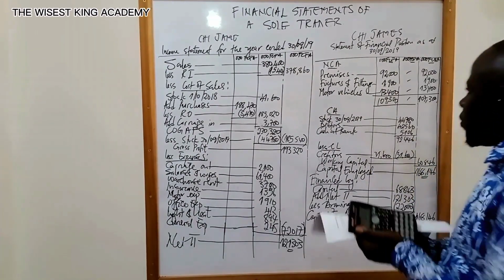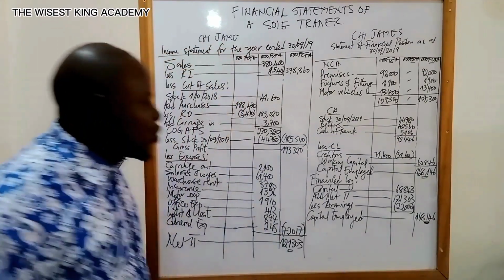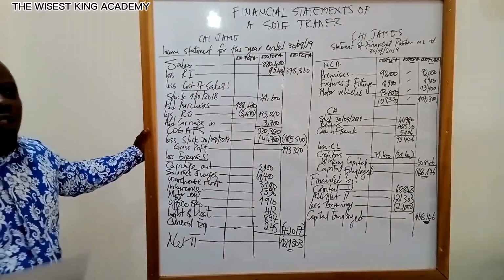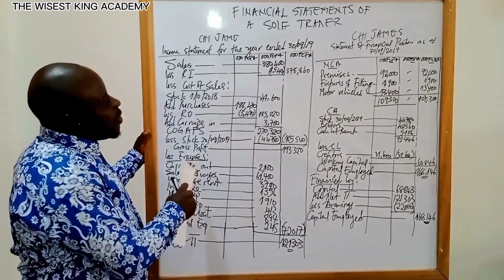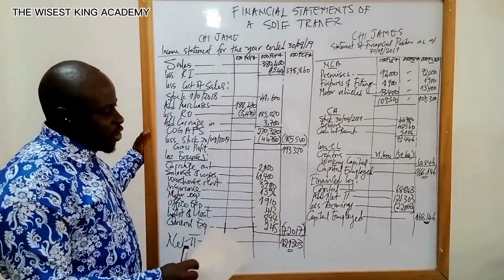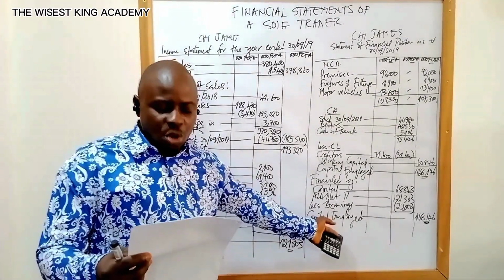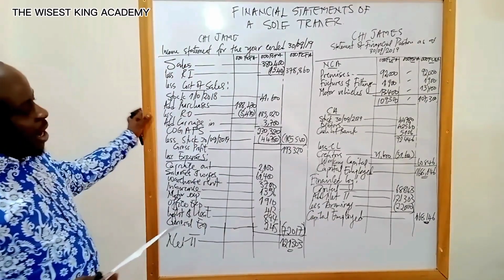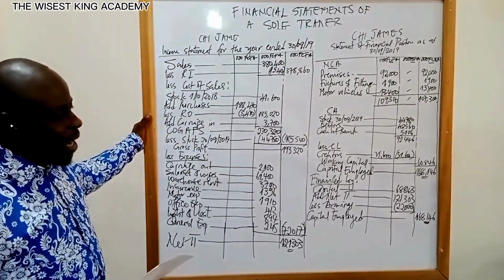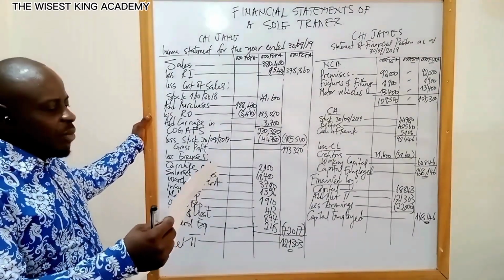So these are the financial statements of a sole trader. From the trial balance, we have prepared the income statement and the statement of financial position that is balanced. There's no non-current liability, there's no debt. That is why our net worth is equal to our capital employed. So this was example number 1.